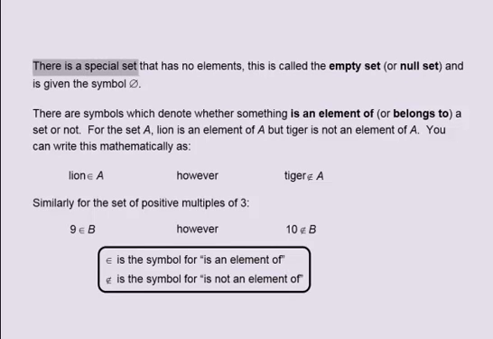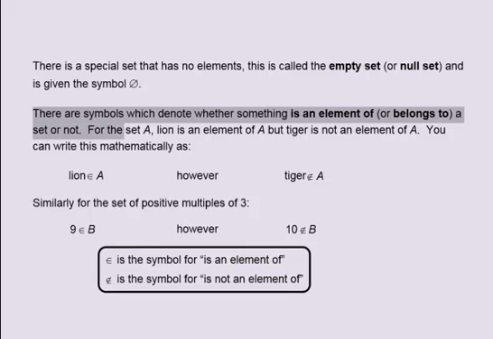There is a special set that has no elements. This is called the empty set, or null set, and is given the symbol ∅, a circle with a diagonal line through it.